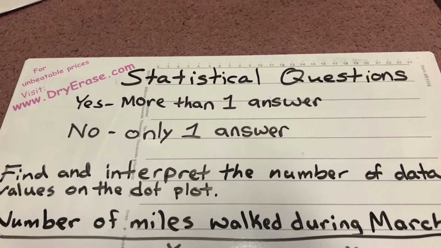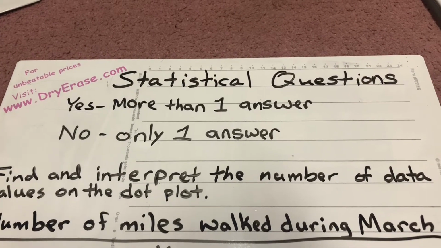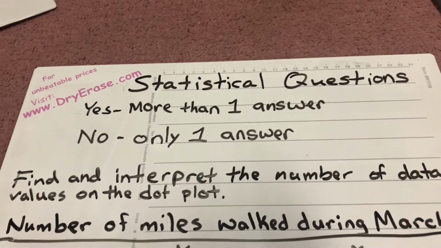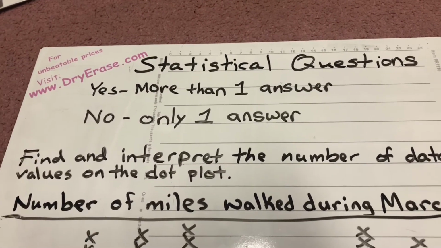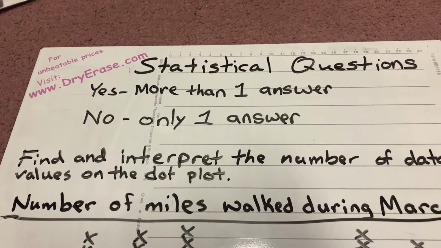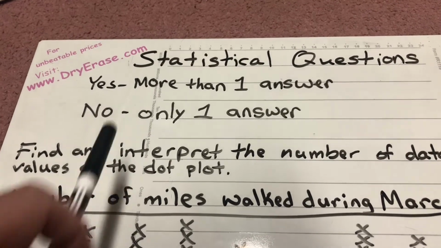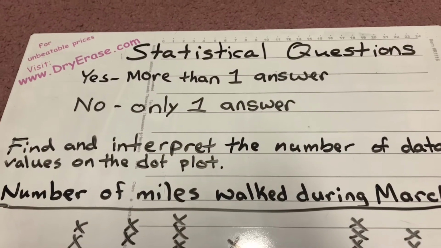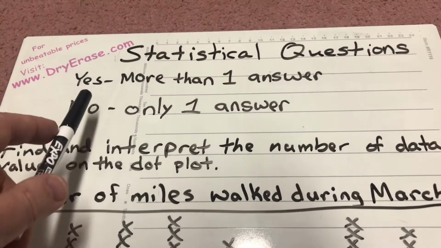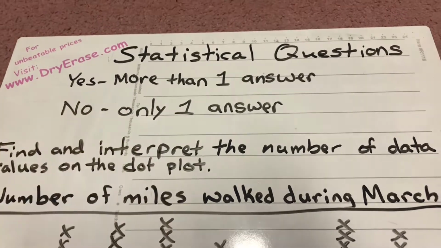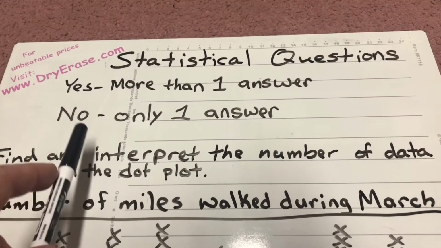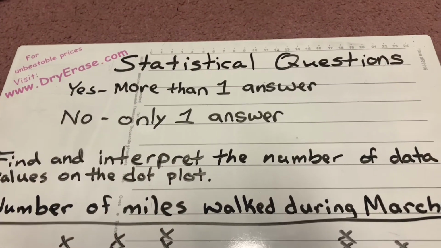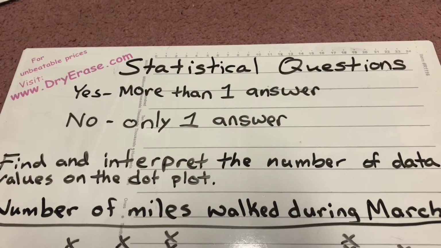But when you look at your assignment, there's going to be two things that you do with statistical questions. The assignment gives you questions, and you have to simply write yes or no as to whether or not it's a statistical question. If there is more than one answer, it will be a yes. That means it is a statistical question. If there would only be one answer to the question, it would be a no. It would not be a statistical question.